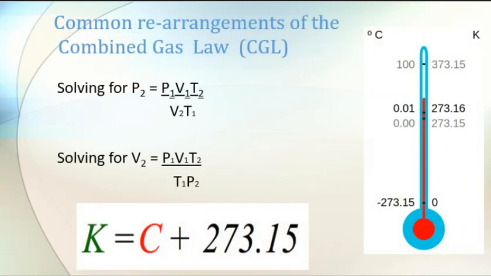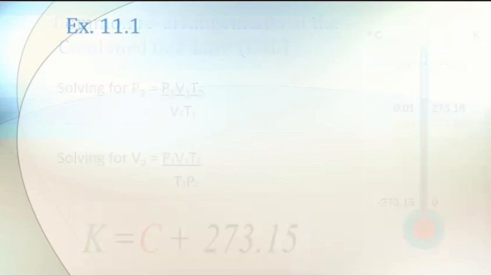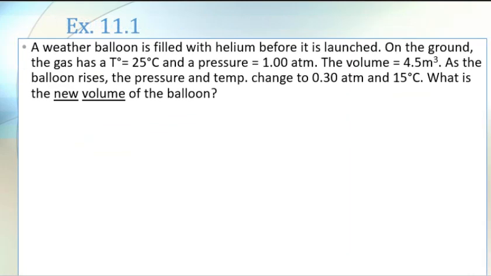Okay, so example, 0 is 0 degrees Celsius. Example 11.1, here we go. Here's our first example. I think there's a box for you to write this in. A weather balloon is filled with helium before it is launched. On the ground, the gas has a temperature of 25 degrees C and a pressure of 1 atmosphere. The volume is 4.5 cubic meters. As the balloon rises, the pressure and temperature change to 0.30 atmospheres and 15 degrees C. What is the new volume of the balloon?